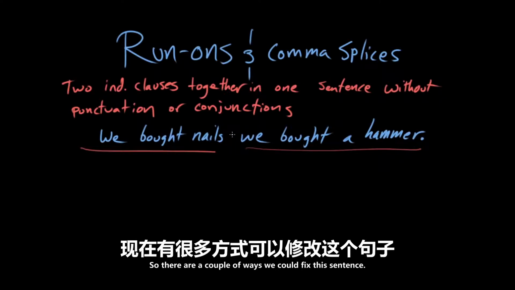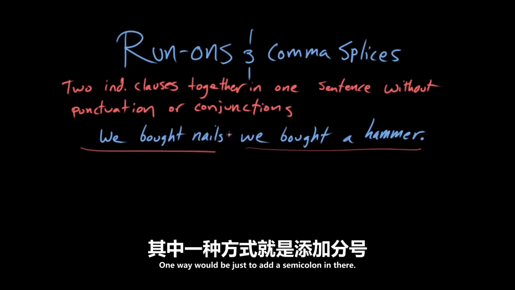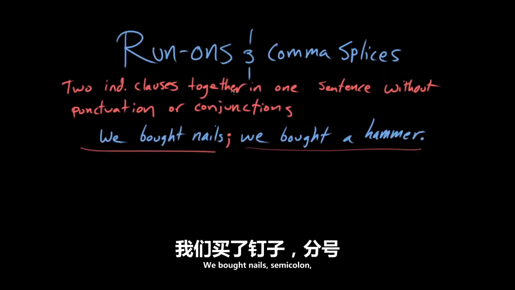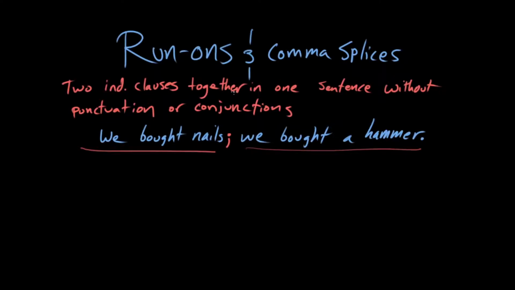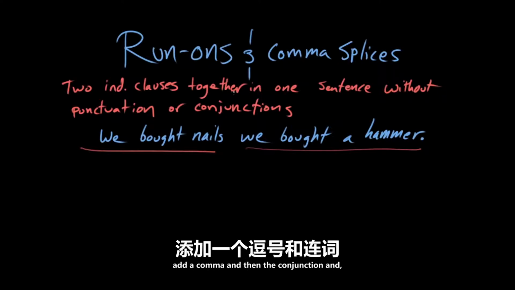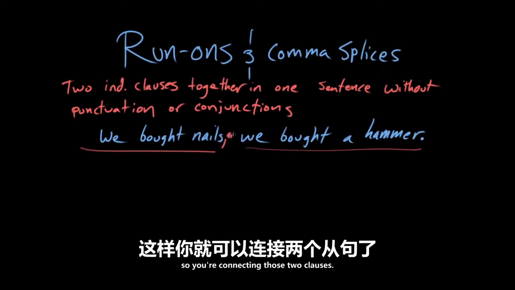So there are a couple ways we could fix this sentence. One way would be just to add a semicolon in there. So you've got two independent clauses. We bought nails, semicolon, we bought a hammer. Right. Another way you could do that would be to just add a comma and then the conjunction and. So you're connecting those two clauses.